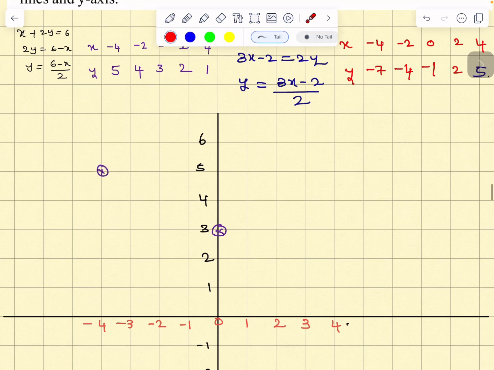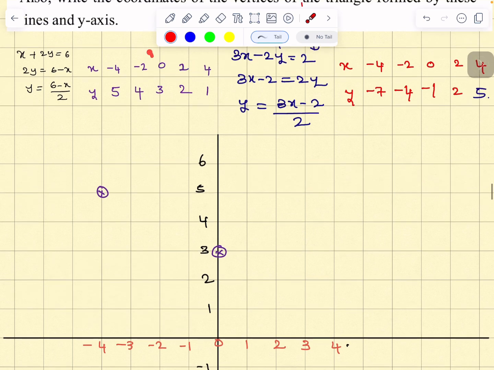And the next one is when x value is -2, what is the y value? Y value is 4. So x value is -2 and y value is 4 here. Okay, at the intersecting point of these 2 lines, you put a point here, when x value is -2, y value is 4.